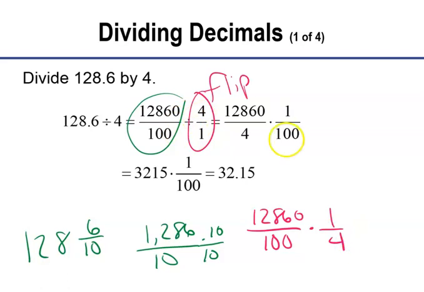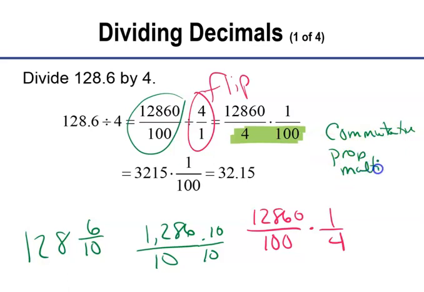But check this out. They reversed the 4 and the 100, and they put the 100 under the 12,860 and the 4 under the 1. Now, are we allowed to do that? Don't worry about the motivation yet. Well, why would you even want to do that? But are we allowed to do that? And you would say, yes, we are allowed to do that by the commutative property of multiplication, right? You can multiply in any order that you like.